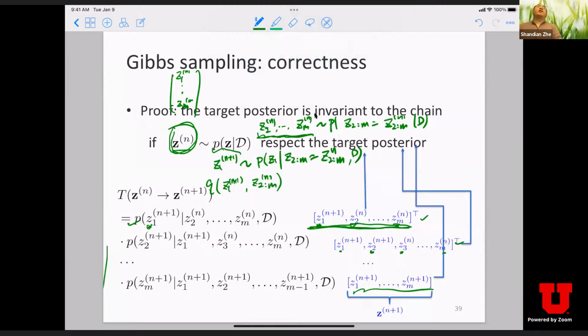Yeah, multiply them, right? I know that. Z2 to Mn are all samples from this marginal posterior, and then we multiply the conditional distribution of Z1 given them, used to generate Z1 n plus 1. If you want the joint distribution of Z1 n plus 1 and those old samples, we will just multiply them together. So what is the result of their product?